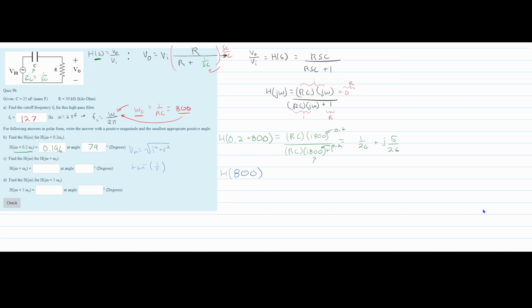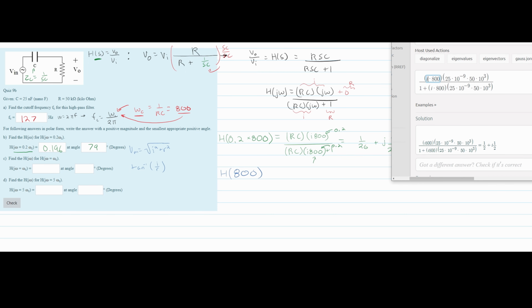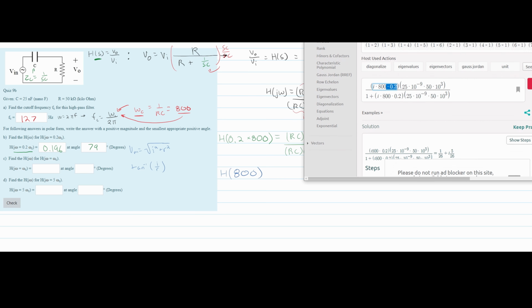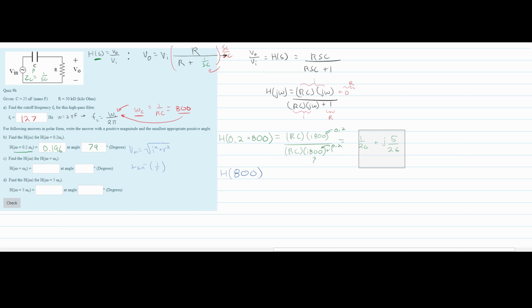So when we're looking at this, and I'll actually do it on a calculator, we have j times 800 times 0.2 here, and then times 0.2 here. And then if I were to click go, we can see with the 0.2 in here, it's 1 over 26 plus j, 5 divided by 26, which is 1 over 26 plus 5 divided by 26. So that's how that would look.